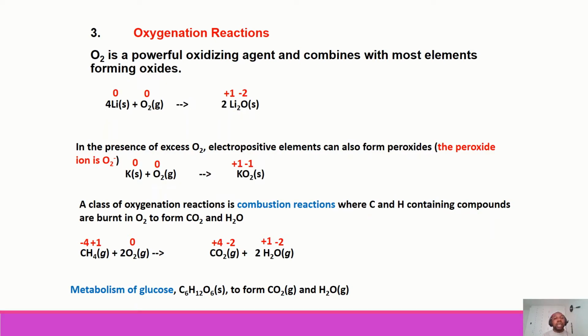Another one is oxygenation reaction. Oxygen is a powerful oxidizing agent and it combines with most elements forming oxide. So if you see lithium, for example, lithium is combining with oxygen here to give you lithium oxide. And you can see the oxidation numbers changing as they move. Lithium is moving from 0 to +1. That is oxidation, it's increasing. And oxygen is moving from 0 to -2. That's reduction, it's reducing.